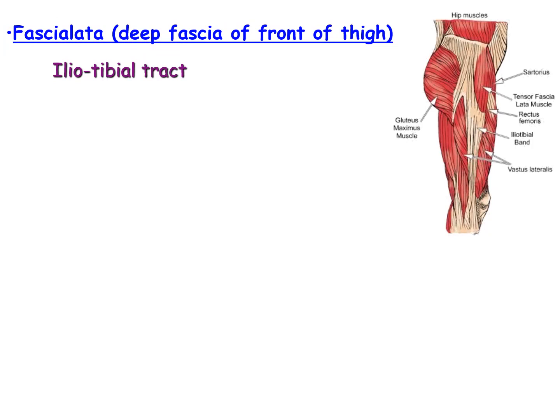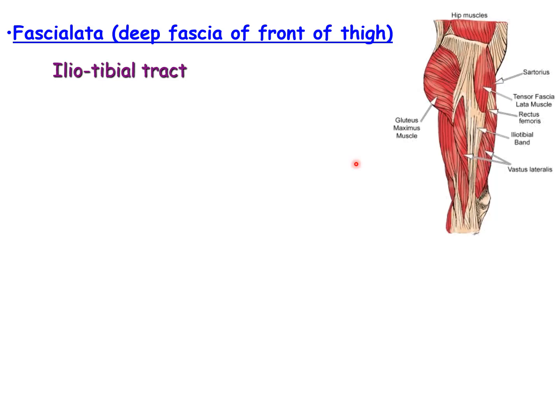Fascia lata, or deep fascia of the thigh, is like a stocking surrounding the thigh all around. Above, it is attached anteriorly to the inguinal ligament and posteriorly to the sacrum and coccyx, laterally to the iliac crest, and medially to the pubic arch. Below, it is attached to the bones around the knee joint: the two femoral condyles and the two tibial condyles, also the patella and head of fibula.